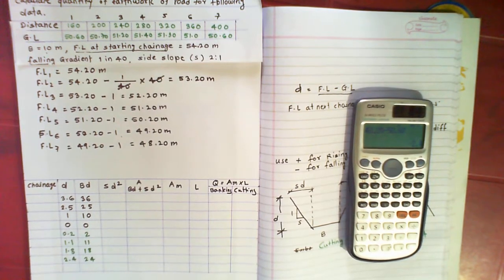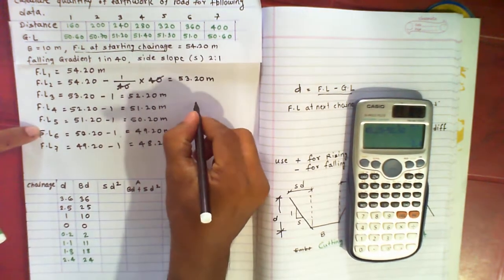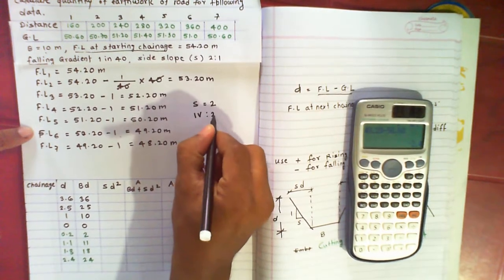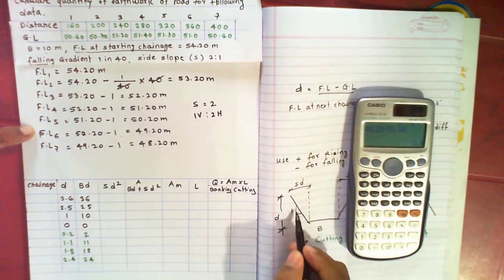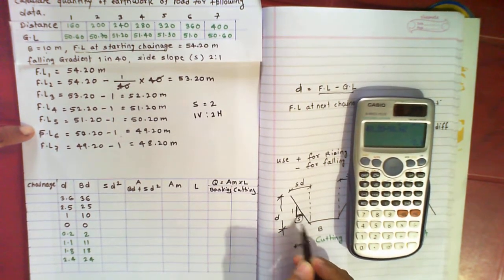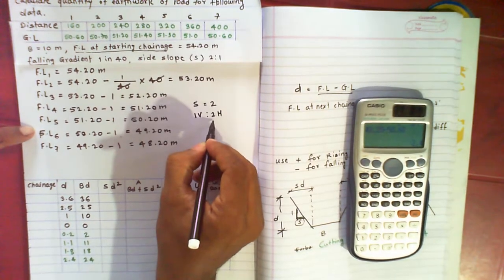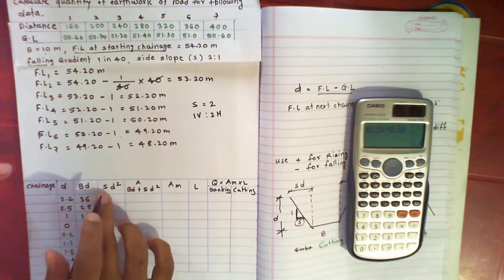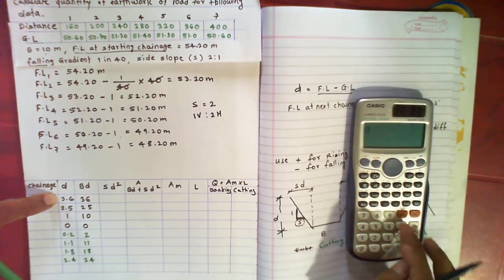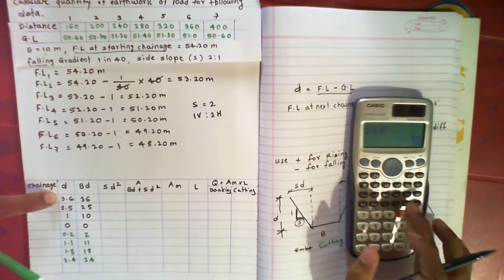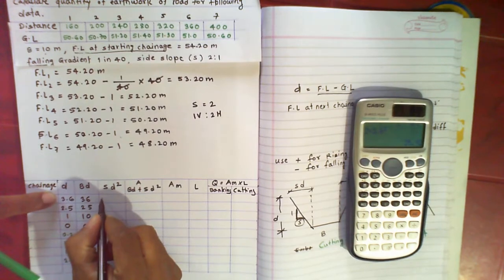Now SD square. So we have S as 2 because it is confirmed that one vertical is to 2 horizontal. So it is 1 vertical is to 2 horizontal, and horizontal is S. So S becomes 2. So we have 2 as S. So S into D square, that is 2 into 3.6 square, it is 25.92.